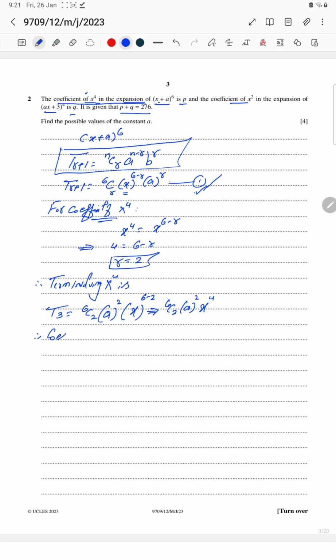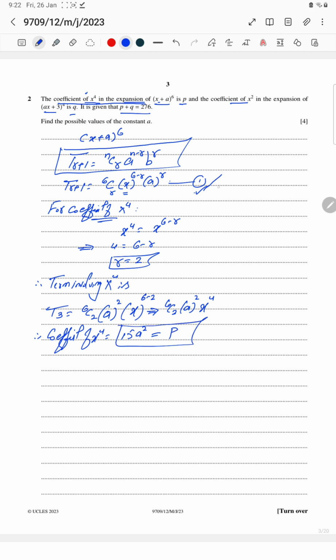Therefore, the coefficient of x^4 will be, you can use the calculator to find 6C2, which gives you 15a squared. It is given that this coefficient of x^4 is equal to p, so we can say this is p.